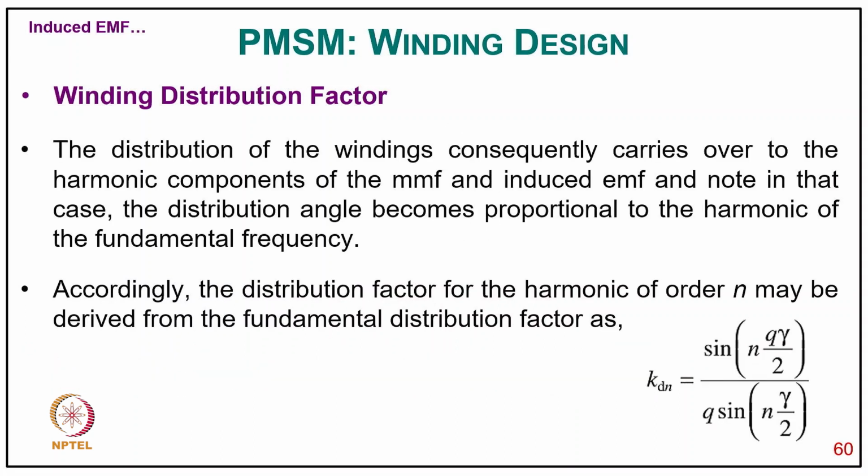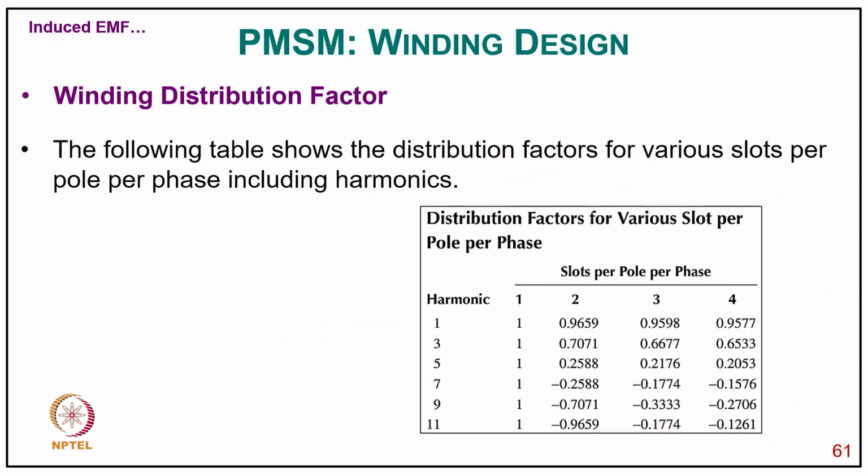Now coming to the winding distribution factor, the distribution of the winding consequently carries over to the harmonic components of the MMF and induced EMF. In that case the distribution angle becomes proportional to the harmonics of the fundamental frequency, and accordingly the distribution factor for the harmonic of order n may be derived from the fundamental distribution factor as kdn equals sine of n q gamma by 2 divided by q sine n gamma by 2.